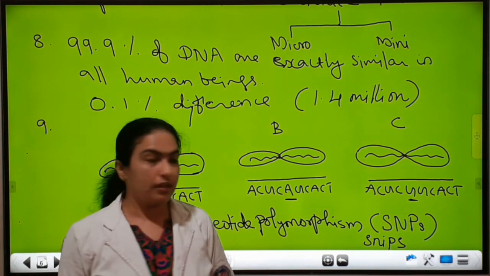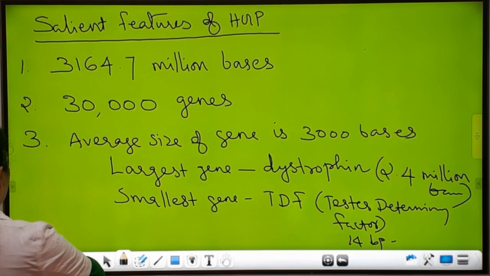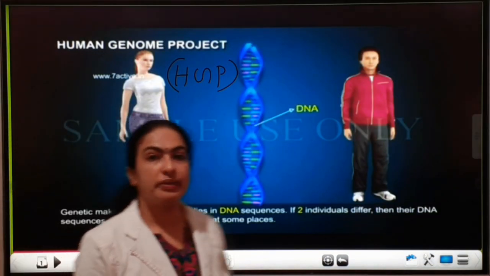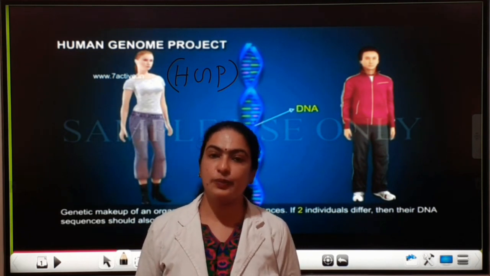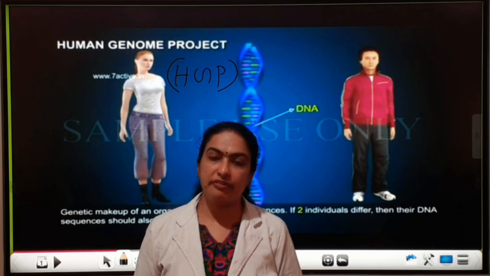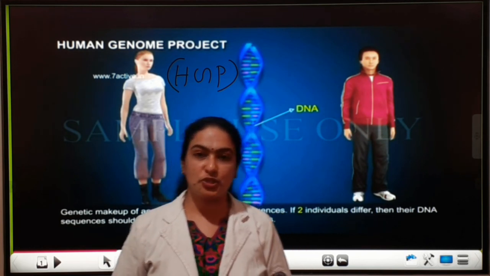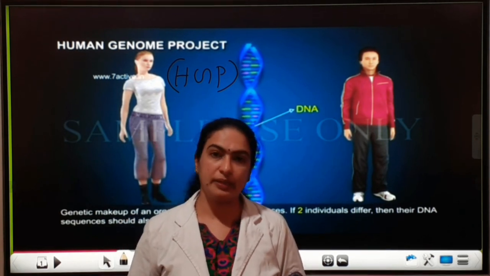So these are the main salient features of the Human Genome Project. In the next class we will see DNA fingerprinting and the principles of DNA fingerprinting. Hope you understood everything about the Human Genome Project. It is very, very important.